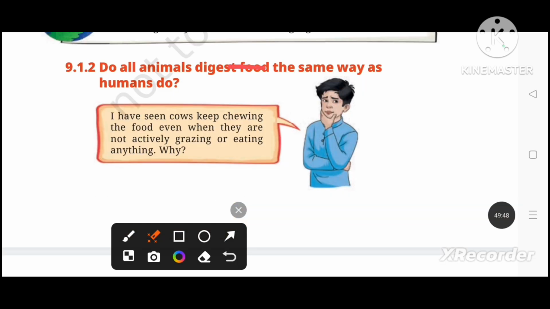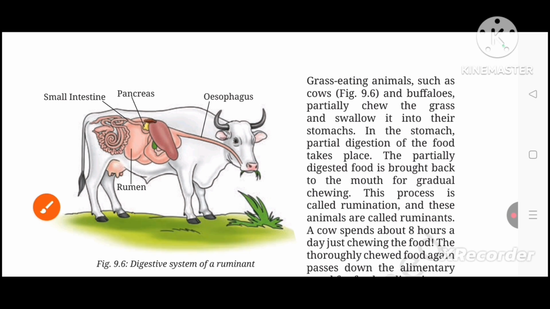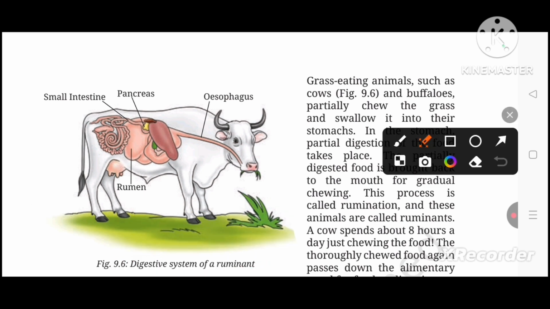How do animals digest food the same way as humans do? Have you seen a cow chewing even when it is not actively grazing or eating anything? This is because of the digestive system of a ruminant. This is a cow. This is the esophagus. This is the pancreas. This is the small intestine, and this is the rumen.